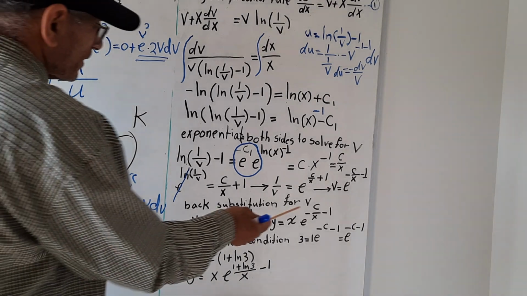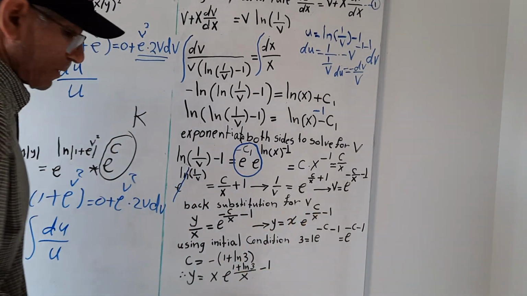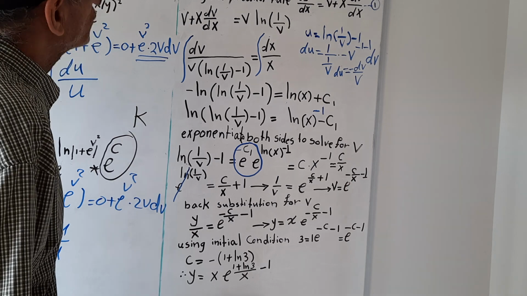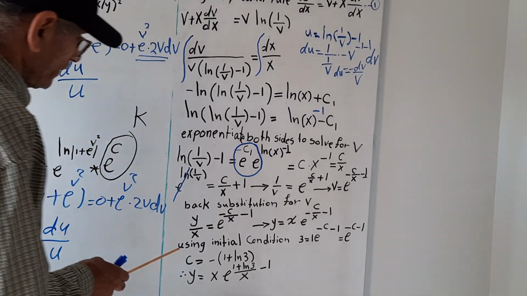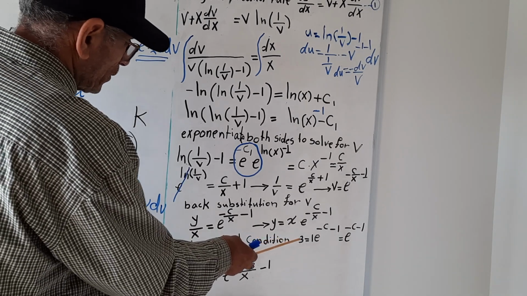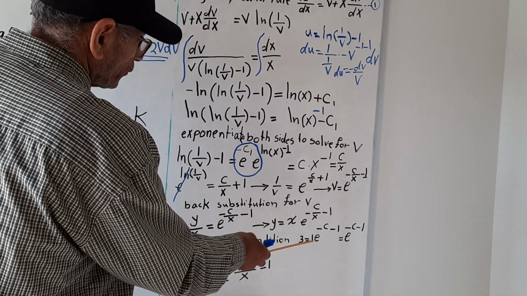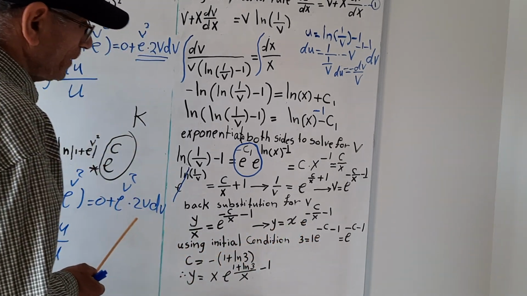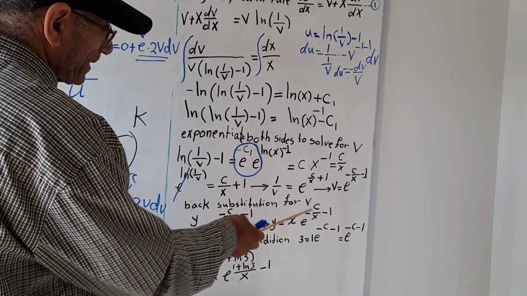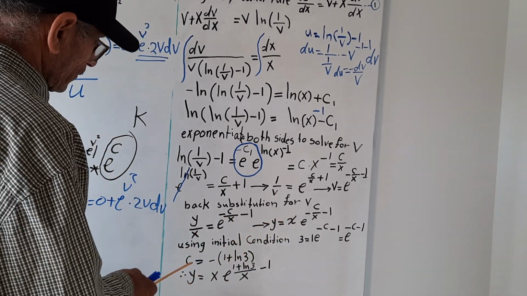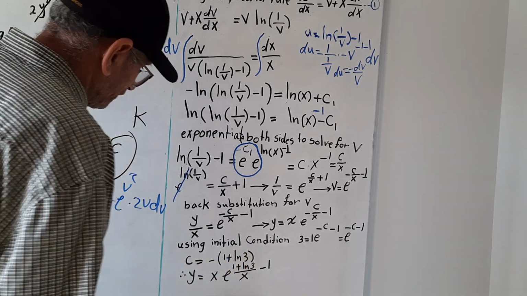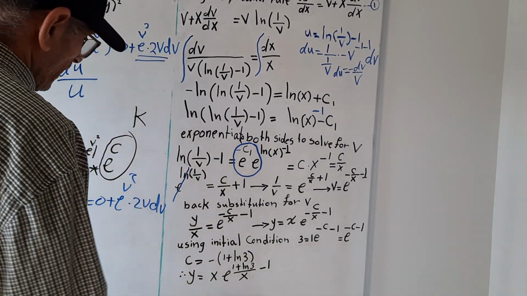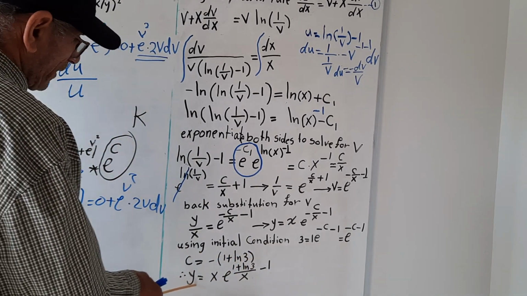And to find c, we use our initial condition, which says y equals 3 at x equals 1. Using the initial condition, every y we put 3, and every x we put 1 to find the constant c. So c equals minus 1 plus ln 3. And here is our final solution.